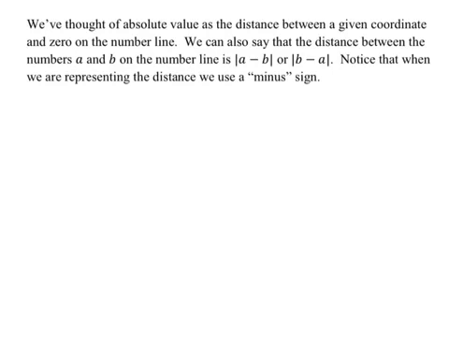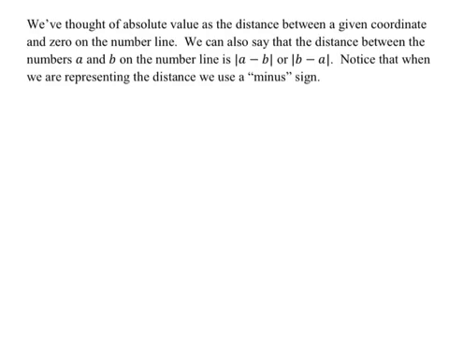So what we want to think about is the fact that we've thought of absolute value already as the distance between a given coordinate and 0 on a number line. But what we can also say is that the distance between numbers a and b on the number line is absolute value of a minus b, or absolute value of b minus a. And notice that when we are representing the distance, we use a minus sign. Let's make sure that this makes sense in our mind for a second.